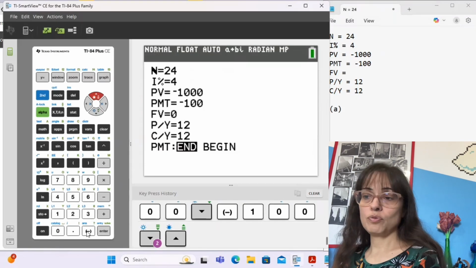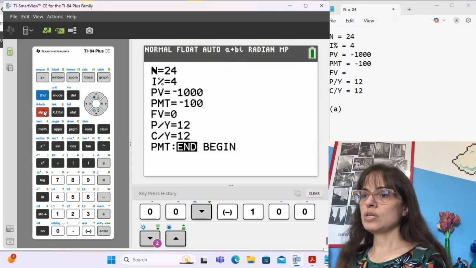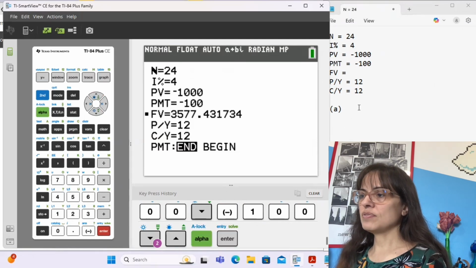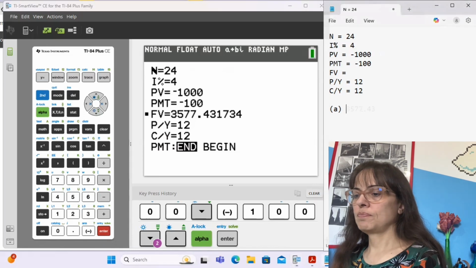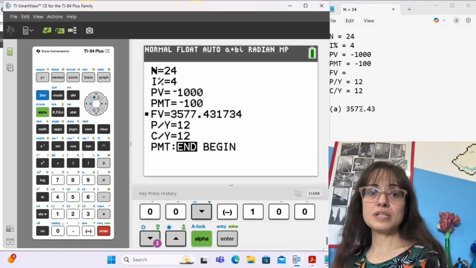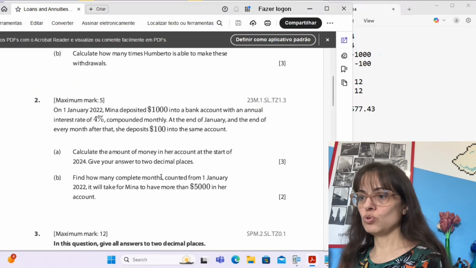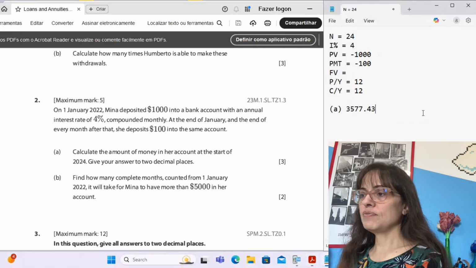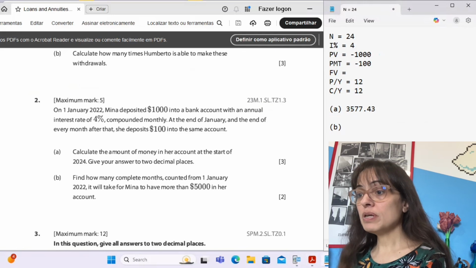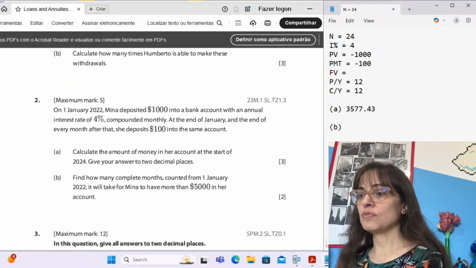Here is all of the information already in the calculator screen. Let's ask it for the future value, 3577.43. This question even asks us explicitly to put our answer in 2 decimal places, but even when they don't, I do that anyway.